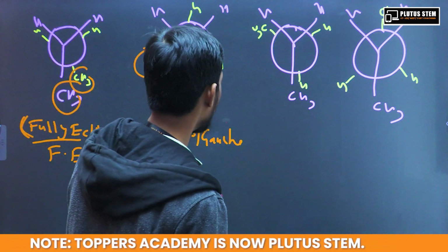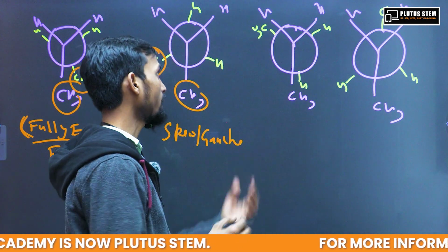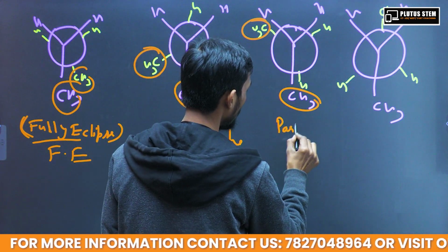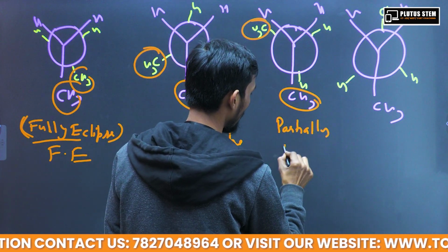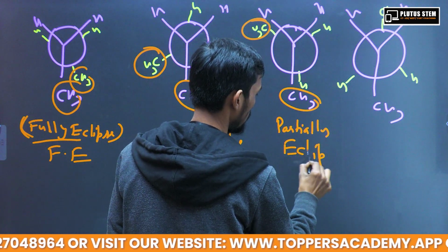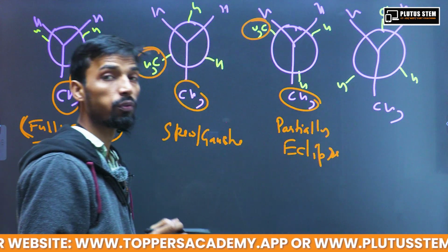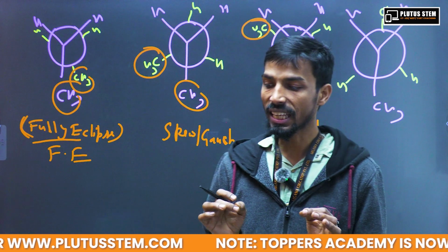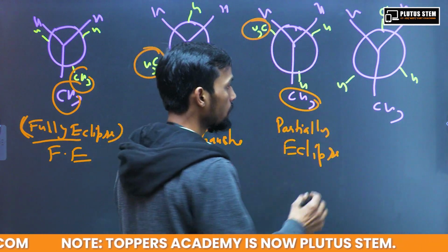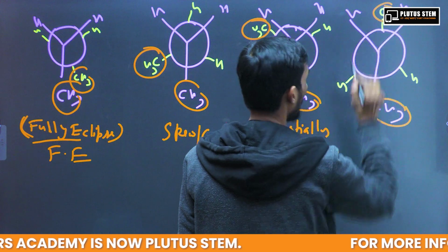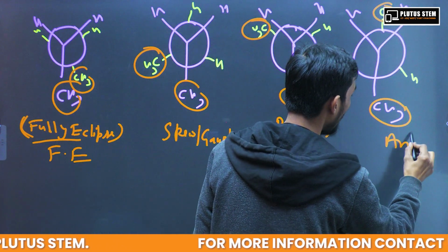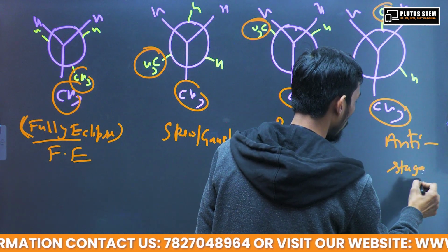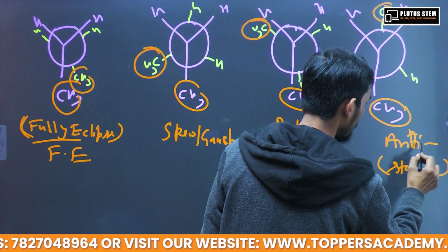And this one is again eclipsed. But here CH3 is not below CH3, so that is partially eclipsed. They are eclipsed, but not fully eclipsed. They are partially eclipsed, or sometimes termed as PE. And this one is staggered again, but these two groups are opposite to each other, so this is the anti-staggered form, the anti form.